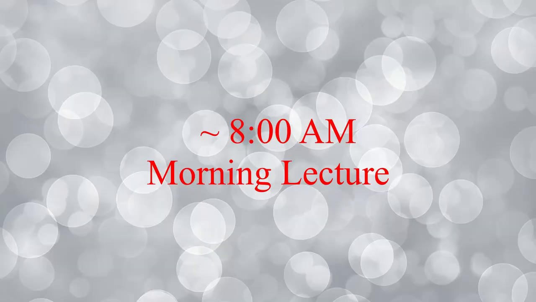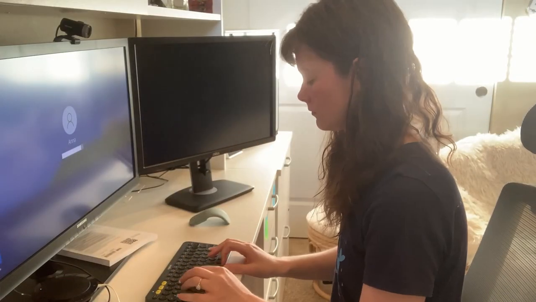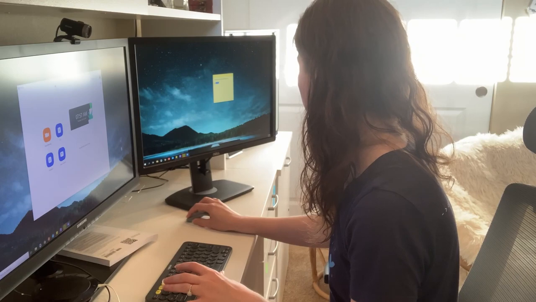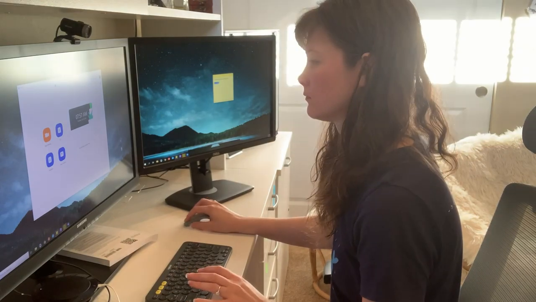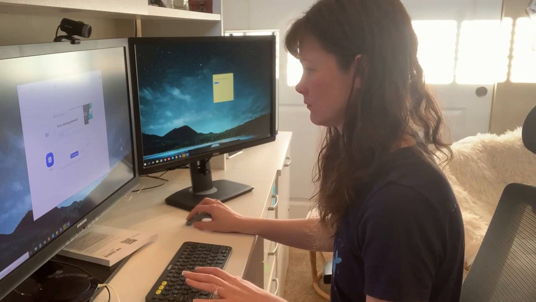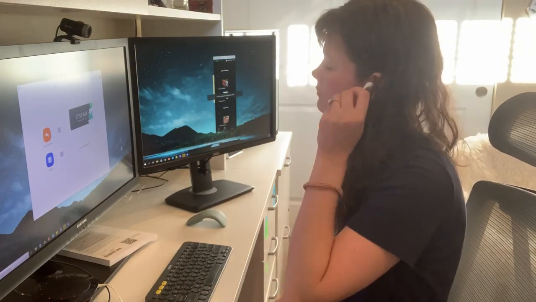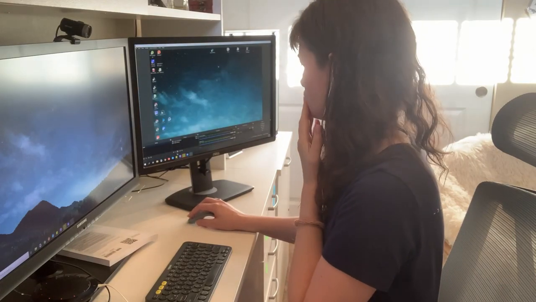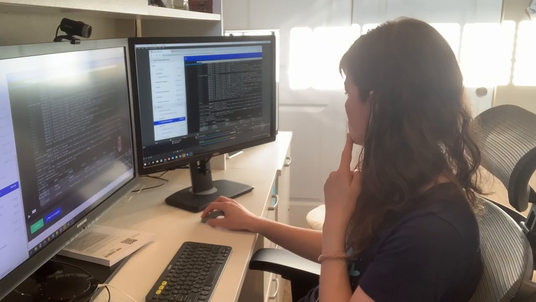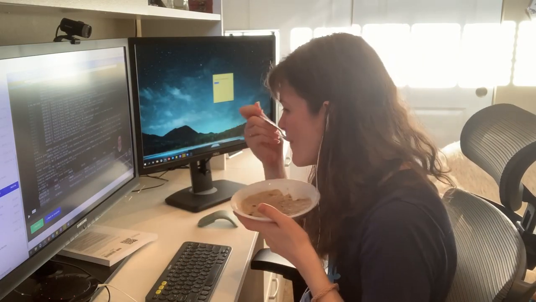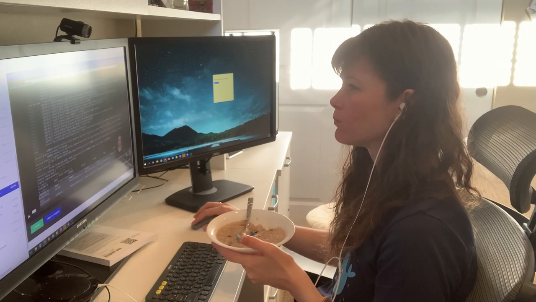So at about 7:55, I'll head to my office, turn on the computer, and log in to join the Zoom meeting that we are using with our cohort, our coding bootcamp. My day starts at about 8 o'clock in the morning. We'll have a lecture, and sometimes the lectures might be an hour, might be half an hour, might be 2 hours, 3 hours. It depends on what topic it is.